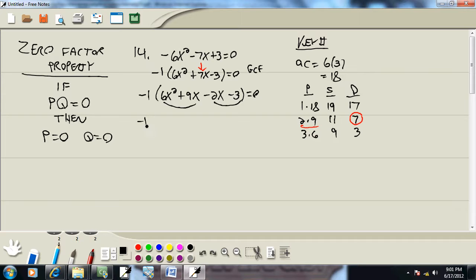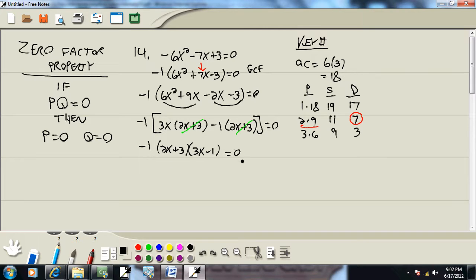Factor by grouping. The first group has a 3x in common, and that leaves us 2x plus 3. The second group has nothing in common, but my first term's negative, so I'll factor out a negative 1, and that gives us 2x plus 3. Now they both have a 2x plus 3, so I factor that out. You can cross these out to see what goes in your second set of parentheses. What isn't crossed out goes in there, so 3x minus 1 goes in second.